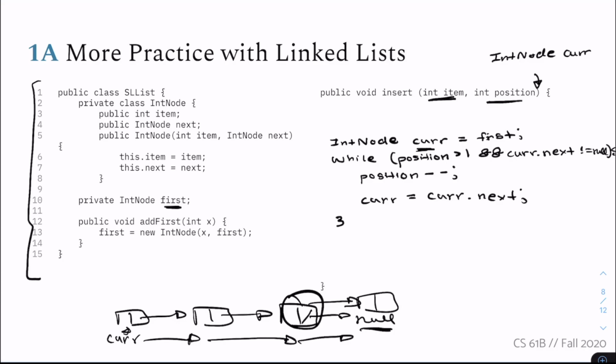Now, what do we do once we've hit that position? Once we've hit the node that is behind the node that we want to access? Well, at that point, we want to create a new node, right? We create int node, new node, and then we can do new int node, item, and cur.next. I did not give myself enough space to do this.